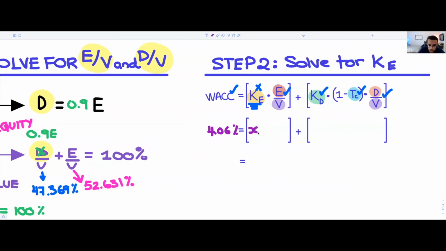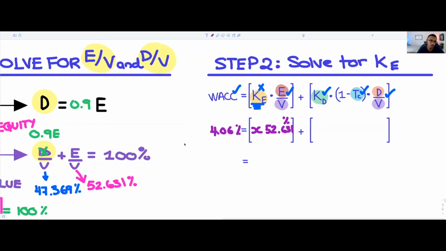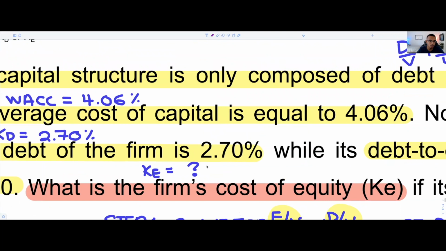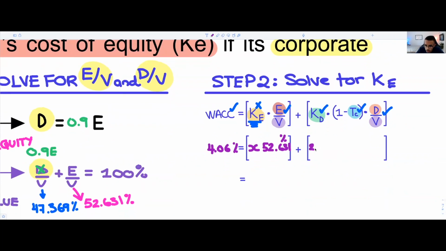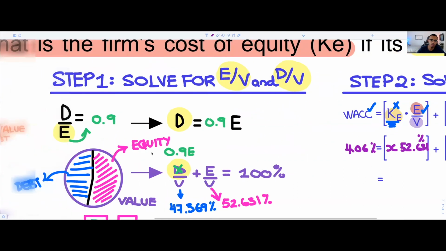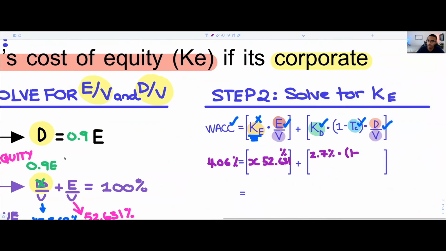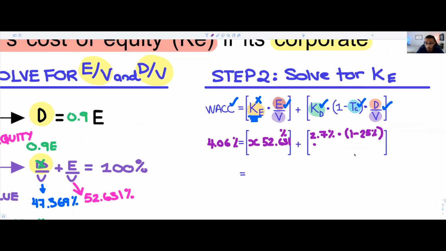We know that our WACC is equal to 4.06%. We know that our KE is equal to X, and we're going to multiply that by 52.631%. In this case, we also know our KD. Our KD is equal to 2.7%. So we could say 2.7% multiplied by 1 minus 25%, multiplied by, and I'm sorry that it's a little bit cramped, 47.369%.